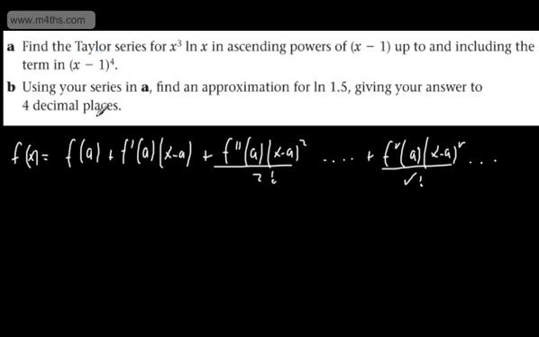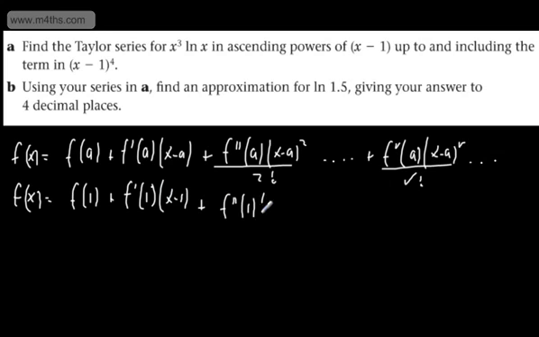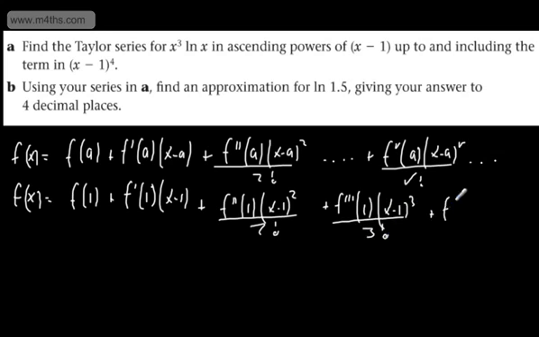So in our case, we've got a equal to 1, so we can say that f of x will be equal to f of 1 plus f dashed of 1 multiplied by (x minus 1), plus f double dashed of 1, (x minus 1) all squared over 2 factorial, and we're going up to the fourth power, so we'll have plus f triple dashed of 1, (x minus 1) cubed over 3 factorial, and then plus the fourth derivative, (x minus 1) to the fourth over 4 factorial, and so on and so forth.